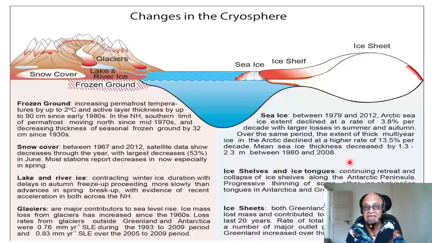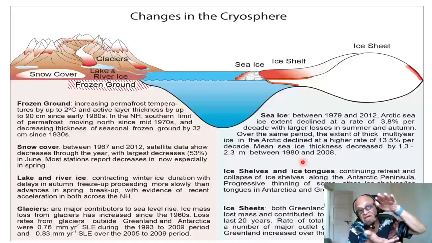Mean sea ice thickness decreased by 1.3 to 2.3 meters between 1980 and 2008. What does this mean? Sea ice grows, so it has an area that it covers. The area can shrink at some rate, and that rate can be accelerating. And the sea ice has thickness, so it can get thinner. So area is reduced and ice is not as thick anymore. So its thermal inertia is reduced as well, right?